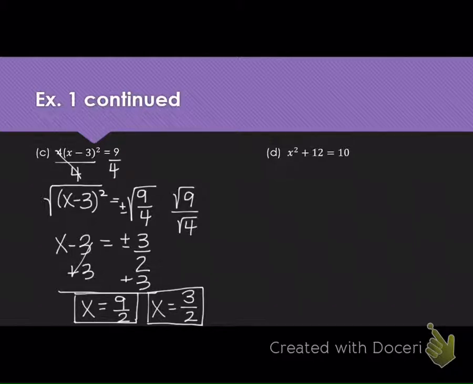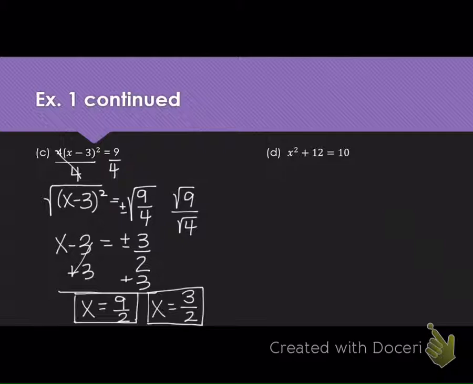Now, here's what I want you to do with your highlighter. I want you to highlight the little plus or minus sign right here. And then I want you to highlight your 2 separate answers, because I need you to understand if it's plus or minus, you have 2 problems, 2 different answers that you have to get. Go ahead and work letter D with the people at your table.